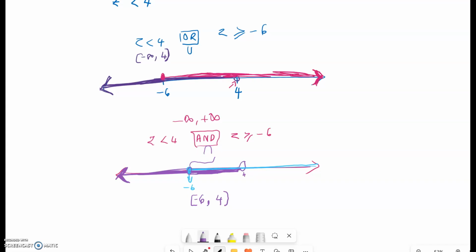This is the overlapping region, but the endpoints, you got to be careful. What goes through the blue dot at negative 6 is the purple line and the blue line. So the negative 6 is included, but the 4 is not, because the purple doesn't go through 4. So if you're looking at the overlap, it's only this portion of it which goes from negative 6 to 4.